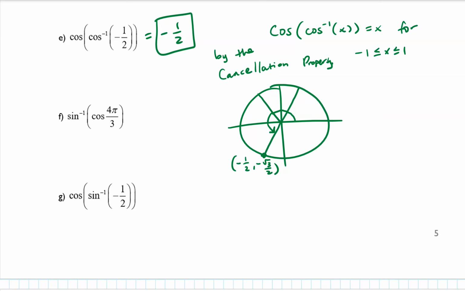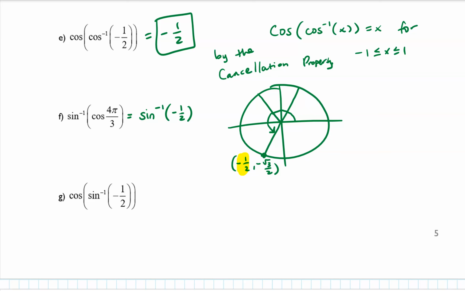And we are taking cosine of 4 pi over 3, which is the x value here, negative 1/2. So if we rewrote this expression, we could write this as sine inverse of negative 1/2, because we evaluated cosine of 4 pi over 3, and we found that that was -1/2.